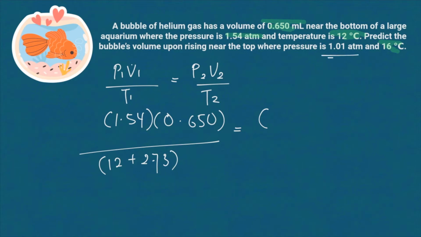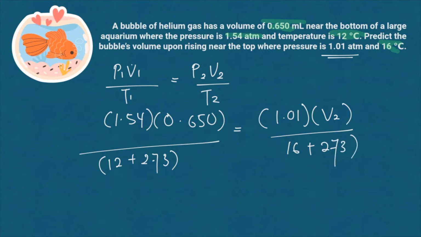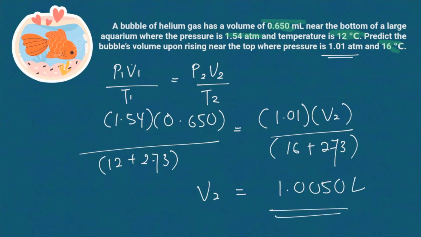The final pressure is 1.01 atm and the volume is the thing that you want to calculate, and the temperature is 16 degrees Celsius. So you need to convert this to Kelvin, so plus 273. From here, you should be able to find your V2 is equivalent to 1.0050 liter. So this is the final answer for the first question.